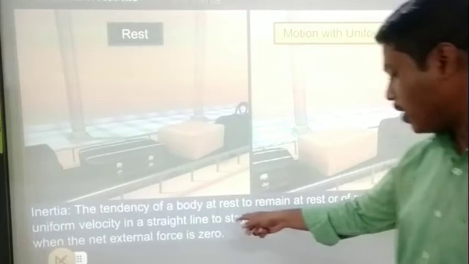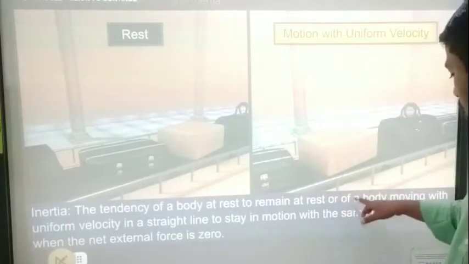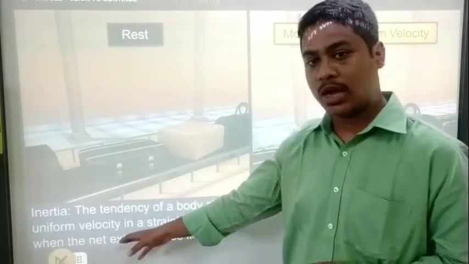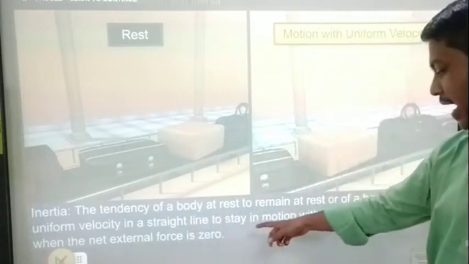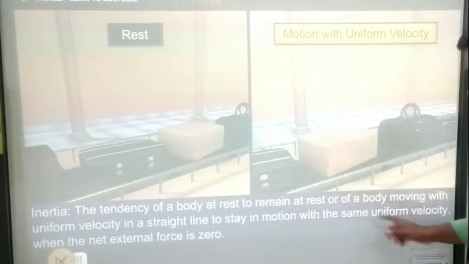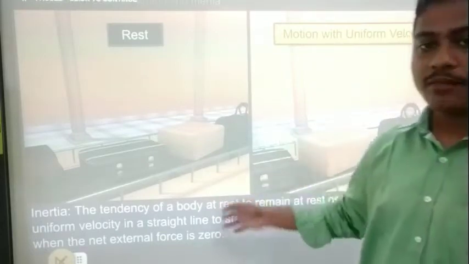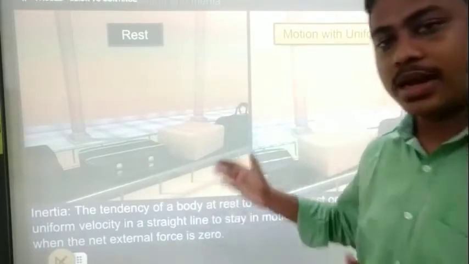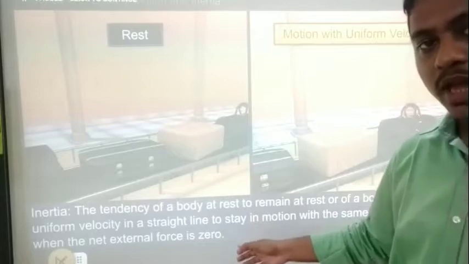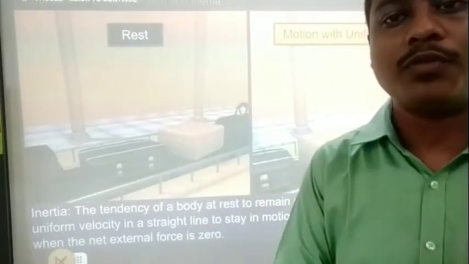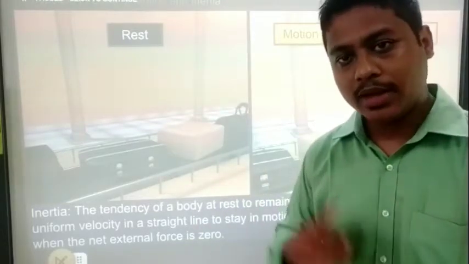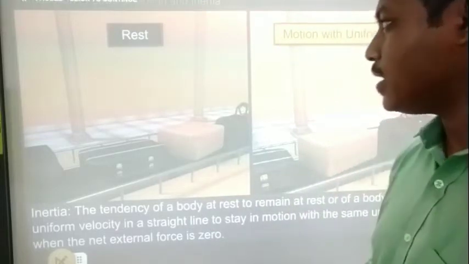The tendency of a body at rest to remain at rest, or of a body moving with uniform velocity in a straight line to stay in motion with the same uniform velocity when the net external force is 0. So this definition you have to write in your copy. This is the definition of inertia, which we also call the first law of motion. Then the second one, that is Newton's second law of motion.